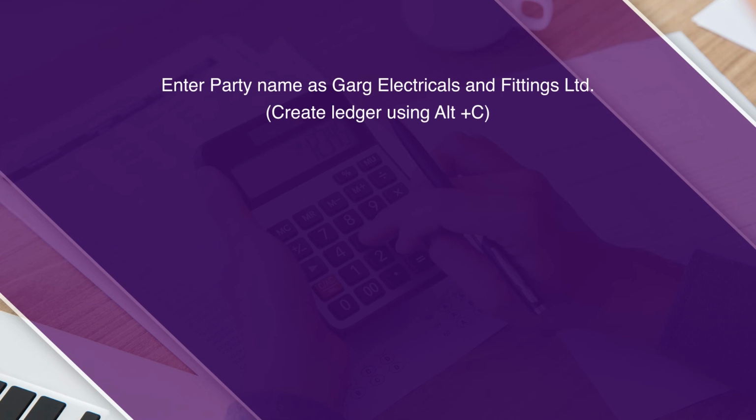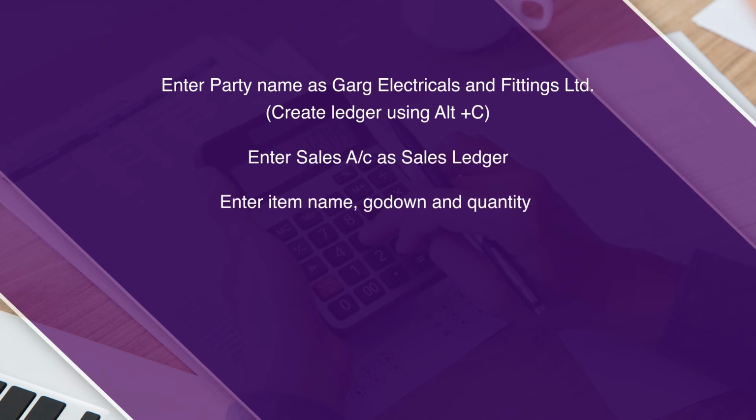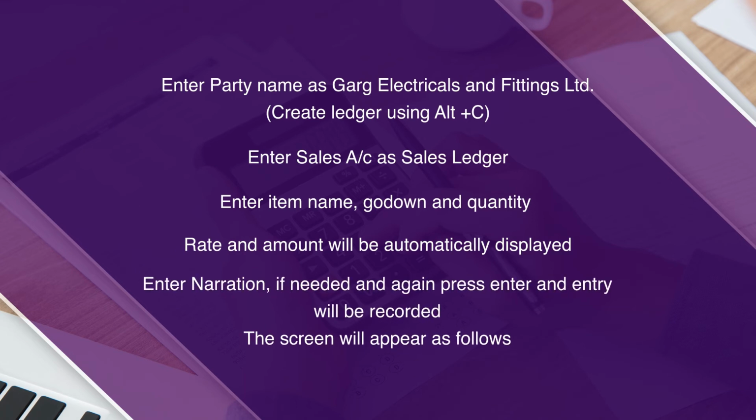Now you can fill the party name as Garg Electricals and Fittings Limited. Enter the sales account as sales ledger. Enter item name, go down, quantity, rate and amount will automatically be updated and displayed. Enter narration, and if you are satisfied, press accept yes. If you press Y from the keyboard or take your cursor towards yes, your item invoice has been created.